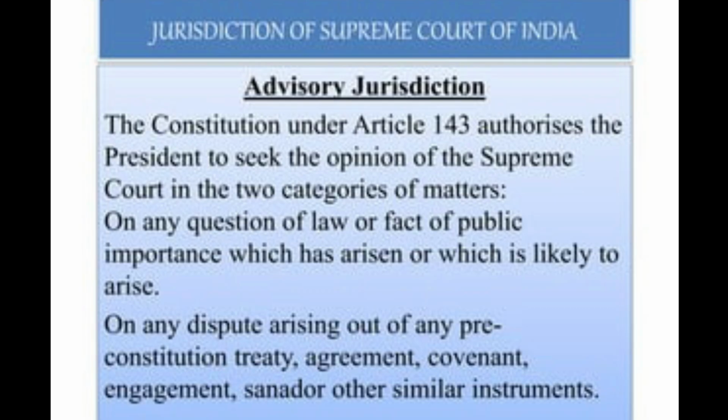Advisory jurisdiction: under the Constitution, Article 143 authorizes the President to seek the opinion of the Supreme Court in two categories. One is a question of law, and the second is a dispute arising out of any pre-constitutional treaty, agreement, etc. In the first case, the Supreme Court can decline to give its opinion, but in the second case, the Supreme Court must give its opinion to the President, and the opinion given by the Supreme Court is not binding on the President.